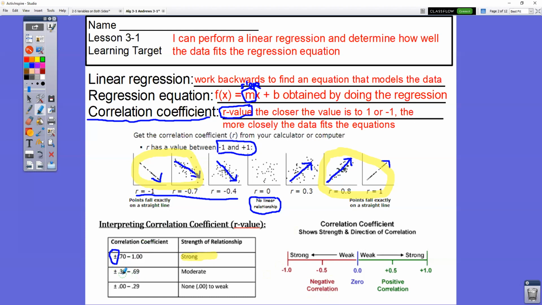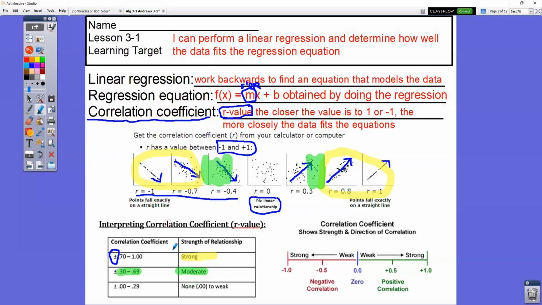As we get from 0.3 to 0.69, it gets moderate. Moderate means that it's in the middle, all right? Some of the points are closely together, but other ones are a little bit wider apart. But it's still a pretty decent relationship. It's sort of in the middle. So green would fall in here, and green would fall in here. And again, these are just examples here, so they're not perfectly matched with these numbers.